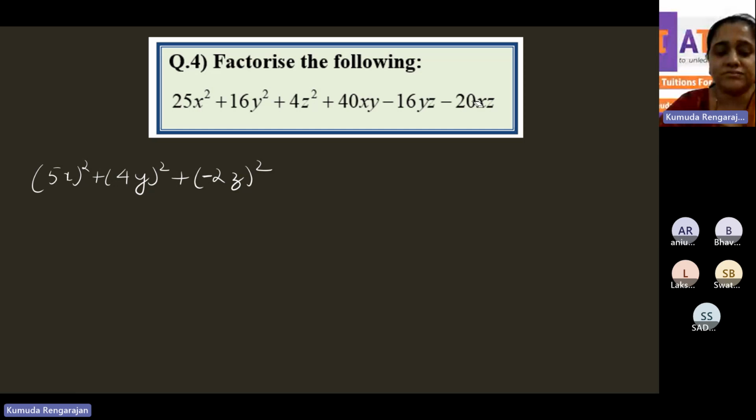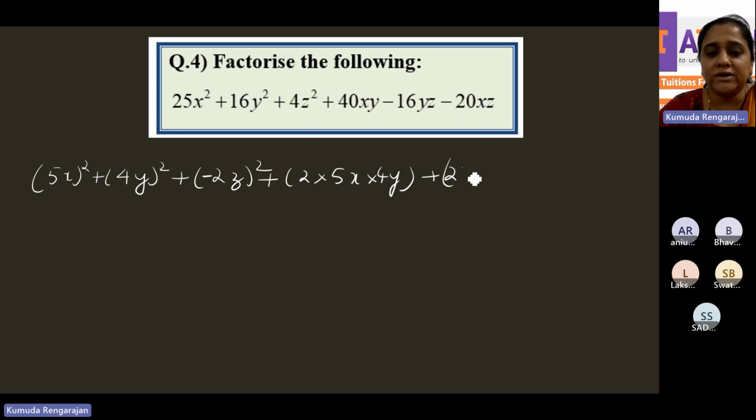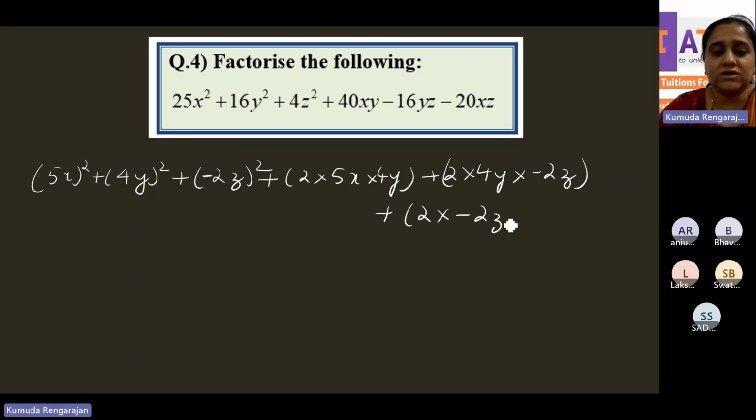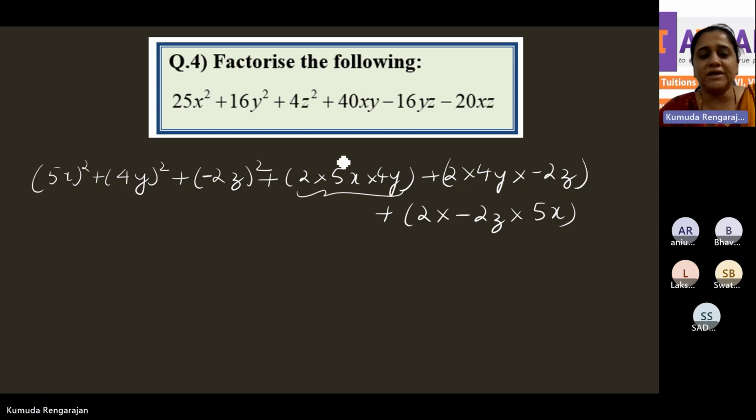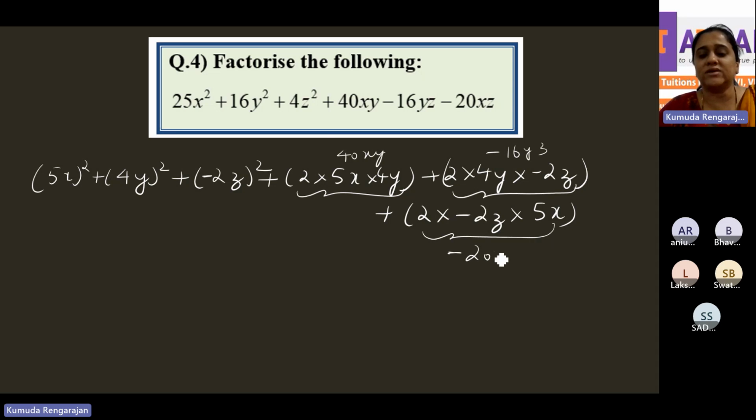Okay, now see. Now write the remaining terms. So we have written a square plus b square plus c square, then plus 2 into a into b, correct? Plus 2 into b into c, plus 2 into c into a. Now multiply and check. This one should give you 40xy. This one should give you minus 16yz. And this one should give you minus 20xz.